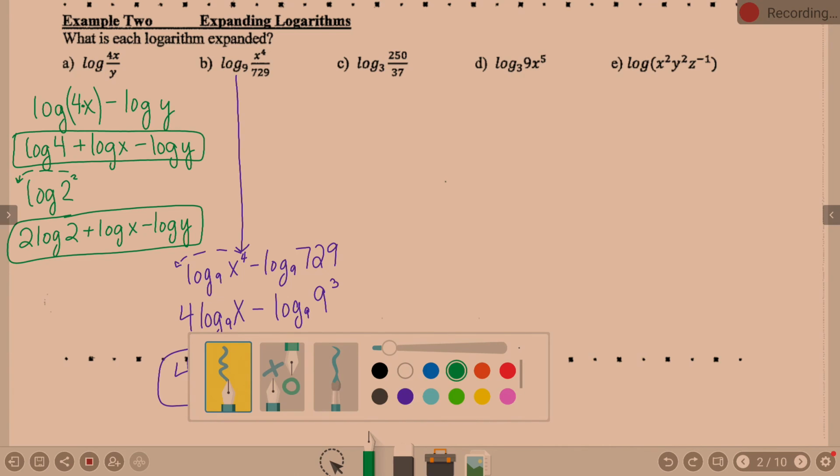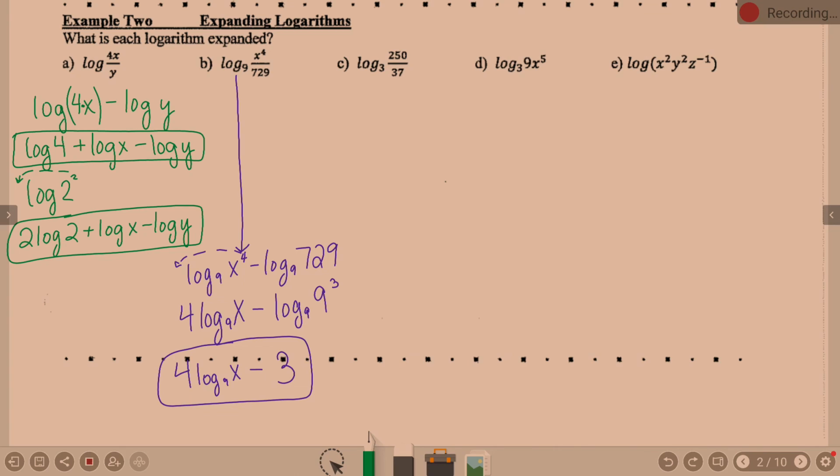Hopefully you can read that. That 3 ended up right in the middle of a little square. Okay. See?